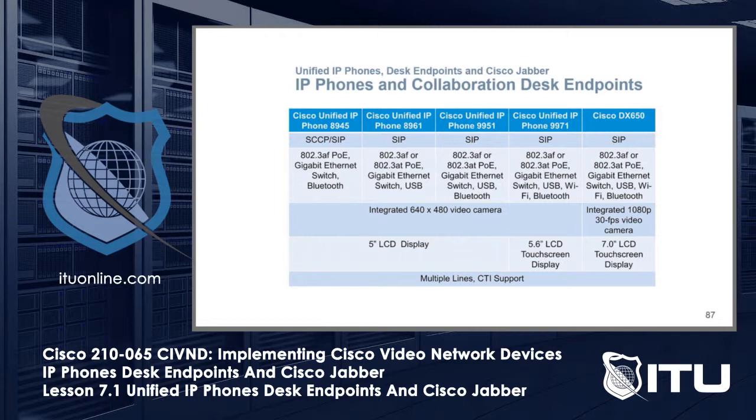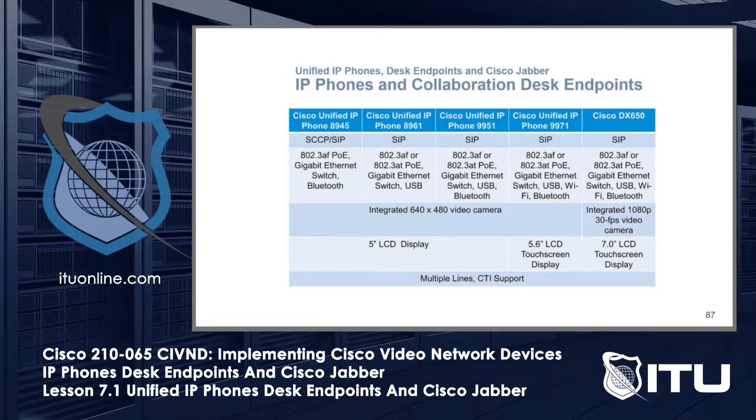The exception is that the DX650 incorporates a 1080p, 30 frames per second video camera, and it has a 7-inch LCD screen as opposed to the 5-inch that you would see on the 8945, the 8961, and the 9951, or the 5.6-inch LCD touchscreen display that you'd see on the 9971. Also, the DX650 screen is touchscreen as well.